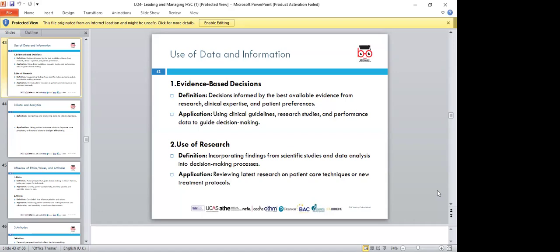Okay, then we can talk about the use of research. Definition: incorporating findings from scientific studies and data analysis into the decision-making process. The application therefore will be that you are reviewing the latest research on patient care technologies or techniques or new treatment protocols. Okay, those are the use of research.